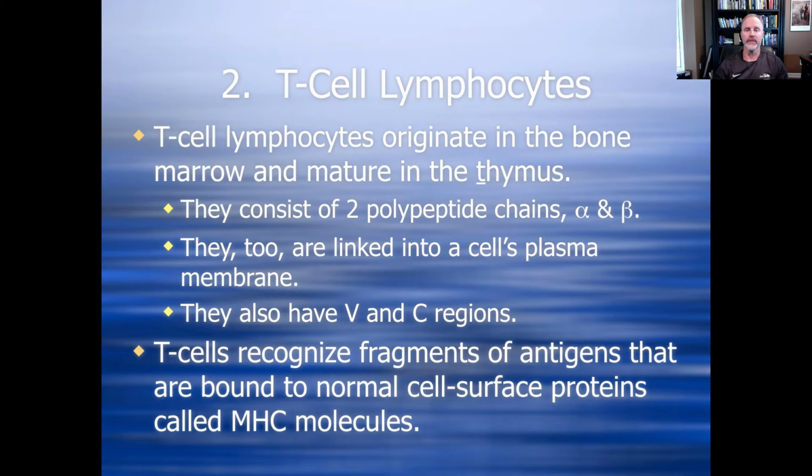Okay, so your T lymphocytes originate in the bone marrow, as we said, and they mature in the thymus, and there are two polypeptide chains on them. You've got a variable region and a constant region, and these are involved in binding to the cell and giving specificity, hence the term variable region. They're linked to the plasma membrane and presented out on the surface. What these T cells recognize are fragments of antigens being presented by MHC molecules, either from your body cells or from the phagocytes.